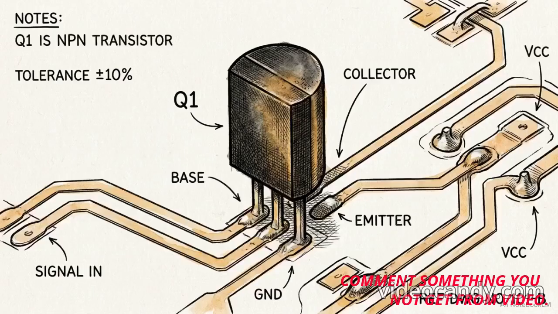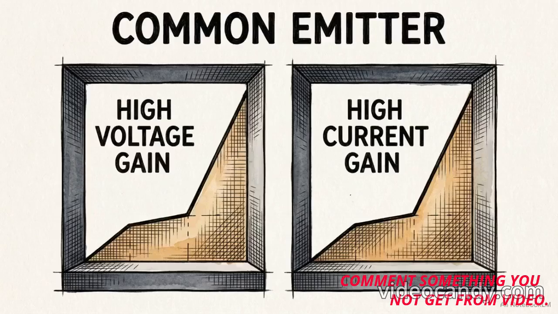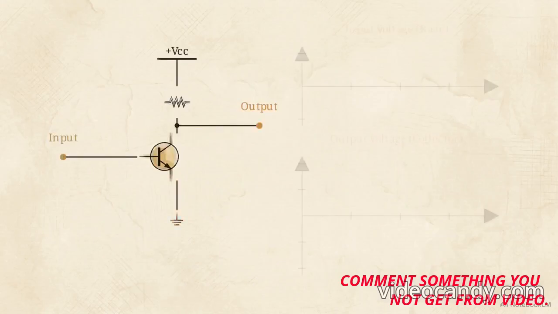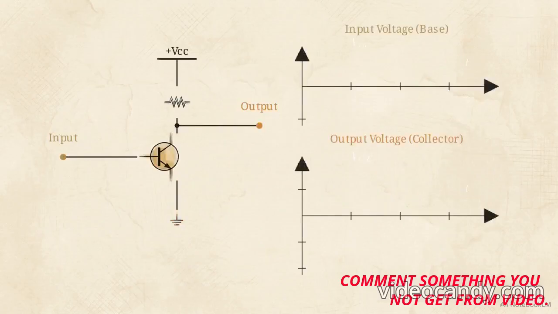By rotating the physical orientation of the semiconductor relative to the circuit's ground, we selectively harvest either voltage gain, current gain, or impedance buffering. The most widely implemented topology is the common emitter configuration. It is a versatile choice because it is the only arrangement that provides both high current gain and high voltage gain simultaneously. Here, the input signal is fed into the base, and the amplified output is taken from the collector. The emitter terminal acts as the shared common connection point for both the input and output stages.